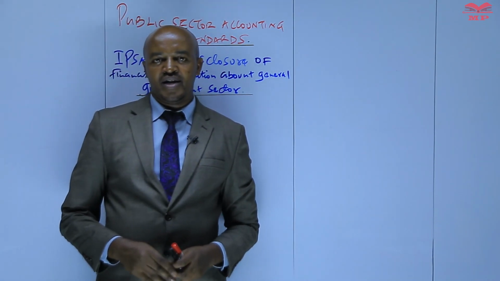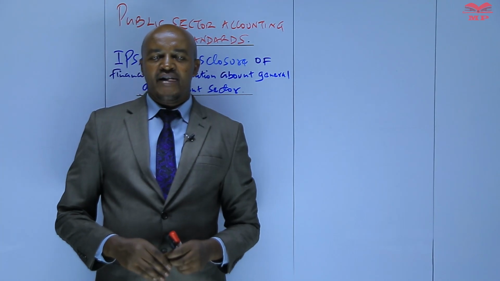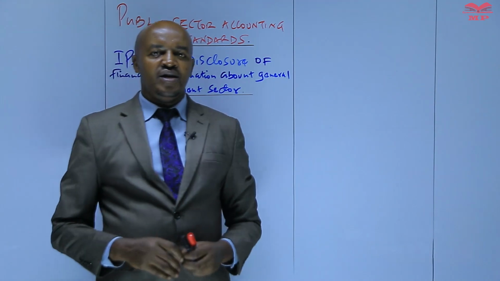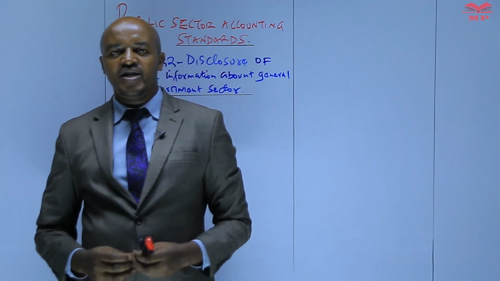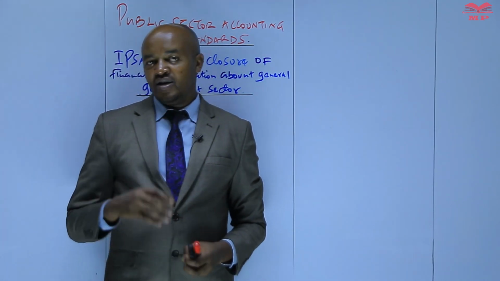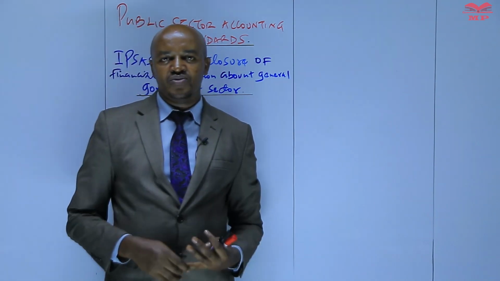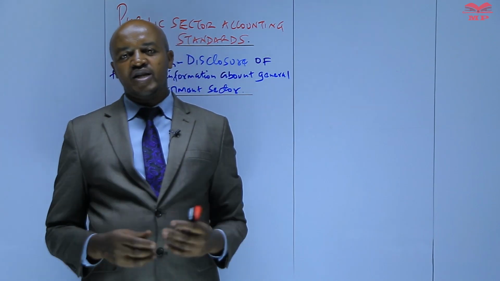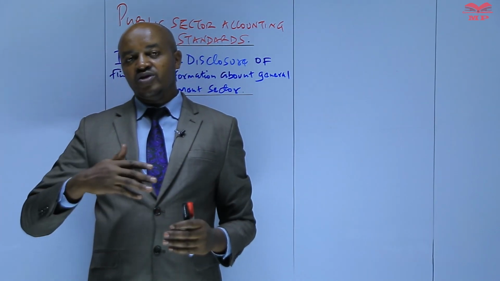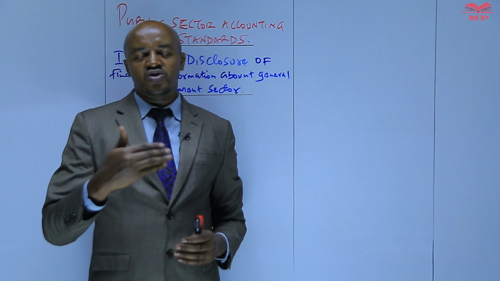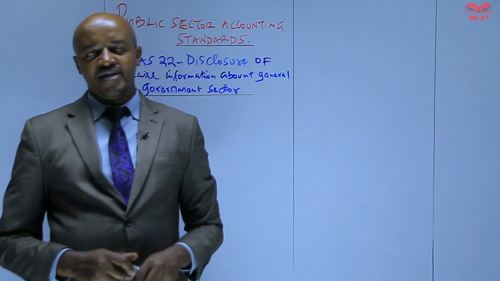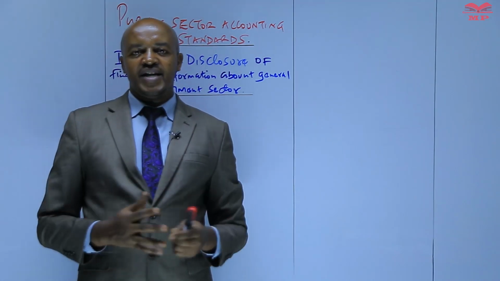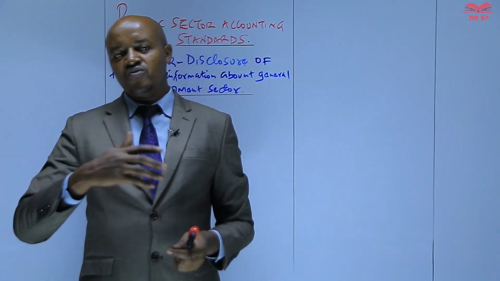So when we talk about the general government sector, we are talking of those particular entities which are usually accountable to the public and which are also required to provide essential services to the members of the public. Here we are referring to the parastatals, the central government, the county government, and also the not-for-profit making organizations. So all those entities are accountable to the public. On the other hand, they provide essential services to the members of the public.